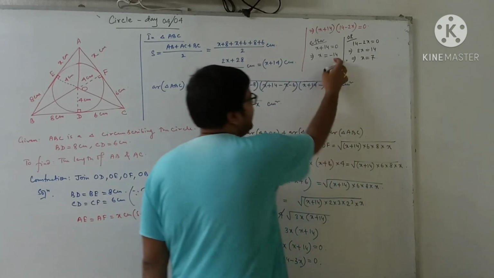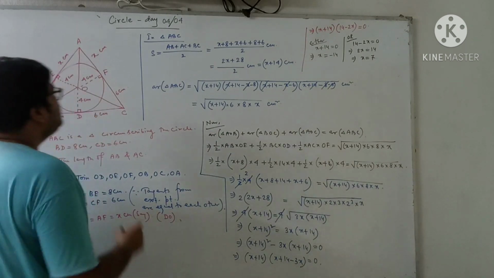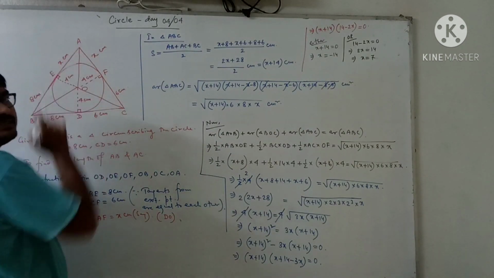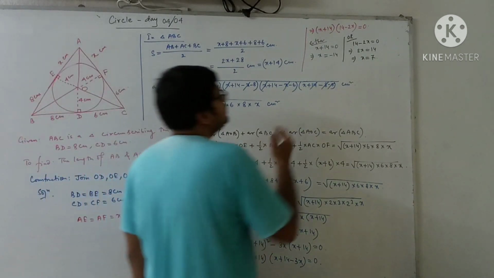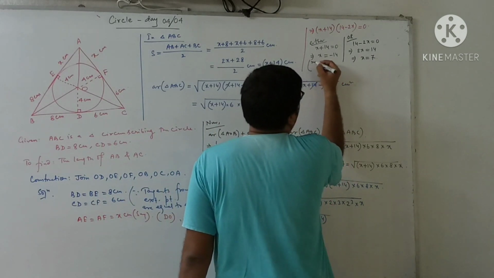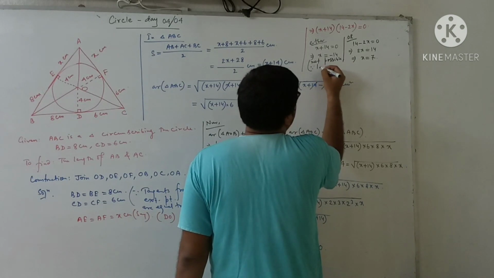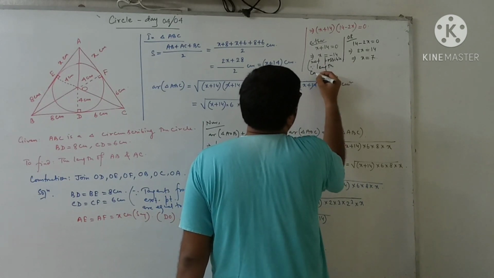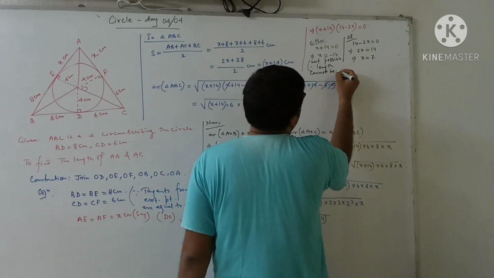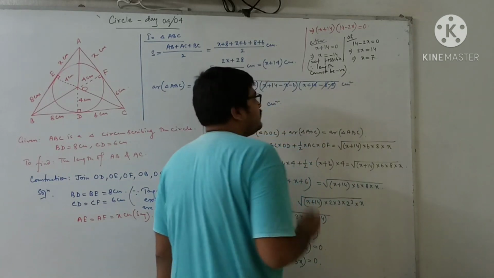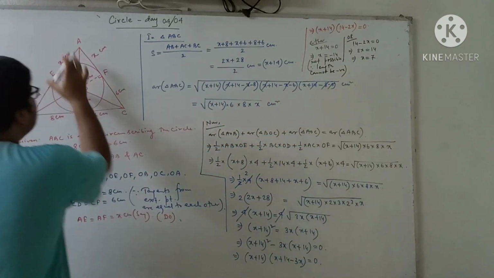Now x equal to minus 14 cannot be taken because, you just see, this is x, length cannot be negative. So not possible, since length cannot be negative. So what we got? We got x equal to 7.